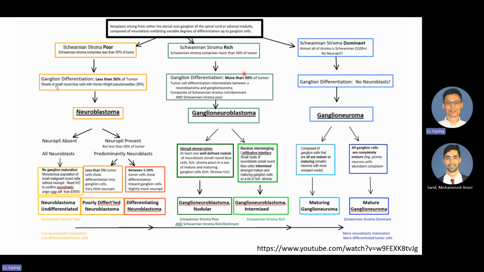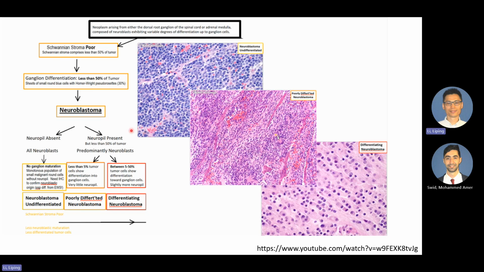So in this one, we can see neuroblasts, and in this one, we can only see ganglion cells. So we can tell these 2 apart: more than 50% stroma with neuroblasts, and then less than 50% Schwannian stroma where we also can see neuroblasts. So that is neuroblastoma. This is malignant, borderline, and benign. Here, this is the malignant one, neuroblastoma.